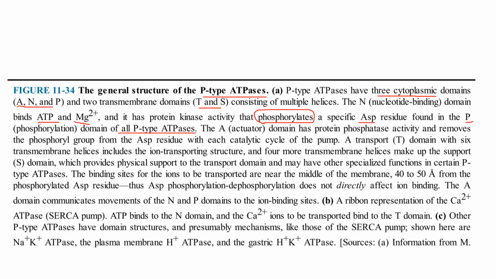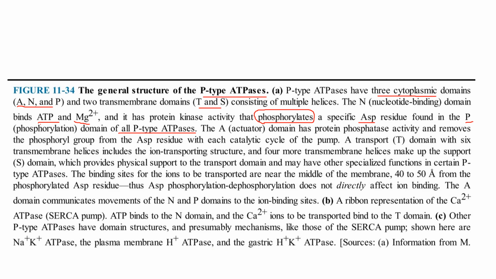The A actuator domain has protein phosphatase activity and removes the phosphoryl group from the aspartate residue with each catalytic cycle of the pump. A transport T domain with 6 transmembrane helices includes the ion transporting structure, and 4 more transmembrane helices make up the support S domain, which provides physical support to the transport domain and may have other specialized functions in certain P-type ATPases.